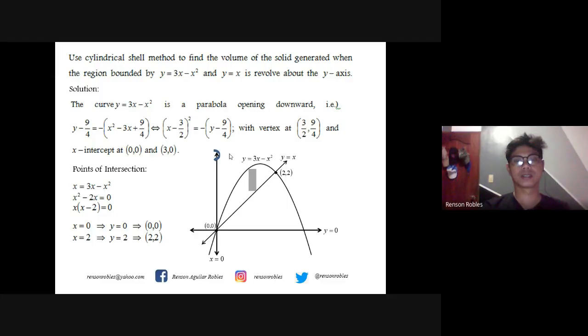Yes po, sir. Okay, and then this is your r. What is the expression for r? When you see that, r is x, because the axis of revolution is the y-axis. So r is x. And this is your h. How do you write your h? Sir, it's vertical, so y upper minus y lower. So how do you write your h? It's 3x minus x squared minus x. So that's 2x minus x squared. Okay? And then, that's your dx.